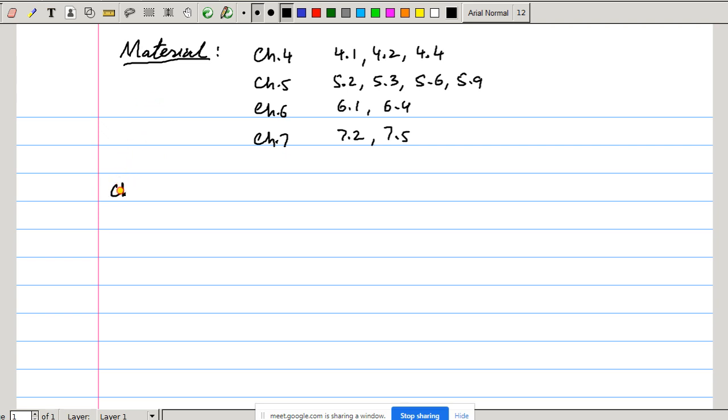In chapter 4, basically, I had a few things. One was increase, decrease, where the functions are increasing, decreasing, and basically in section 4.1, this was in section 4.1, and we also had concavity there.